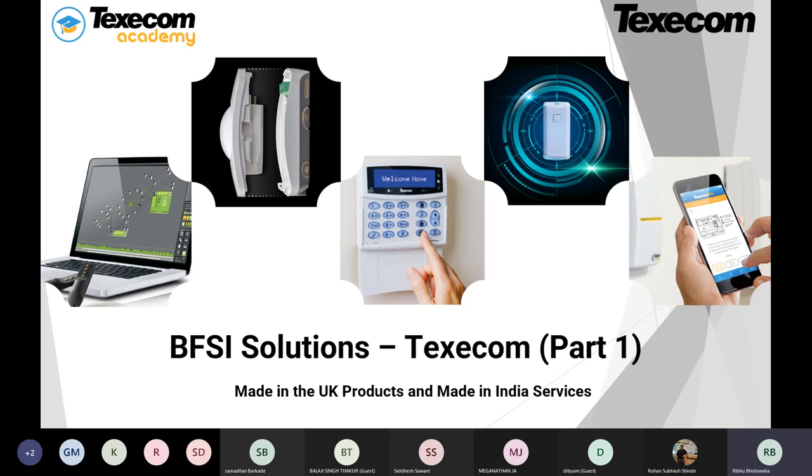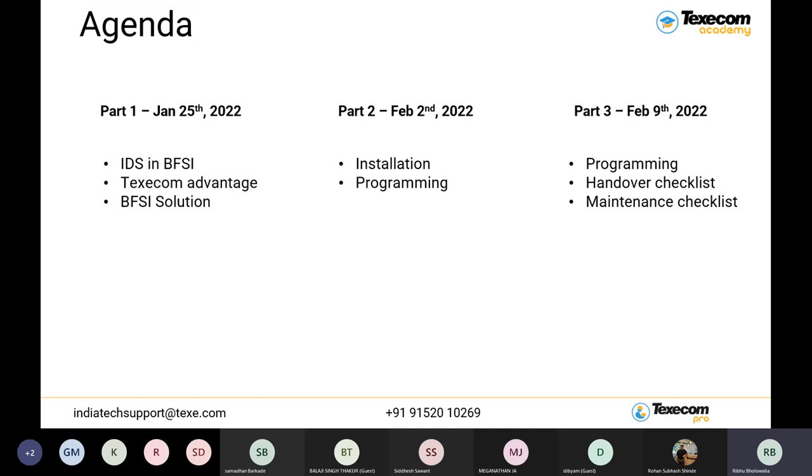Right. So in today's session, as you can see, it is written as part one. It means we have three different parts. In today's agenda, we will be covering three basic things in the first session. That is intrusion detection systems in BFSI. Then what are the advantages of using the Texecom system, especially in banking sectors, and what exactly is the solution we provide in the banks and the financial units, right? We will try to understand all these things in today's agenda.